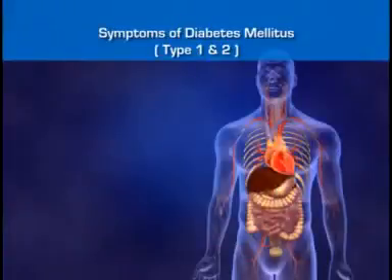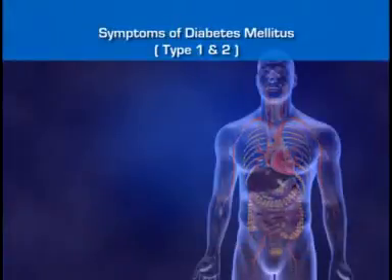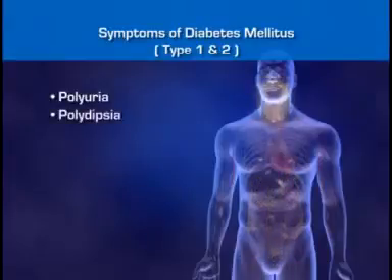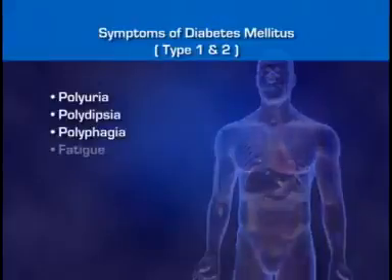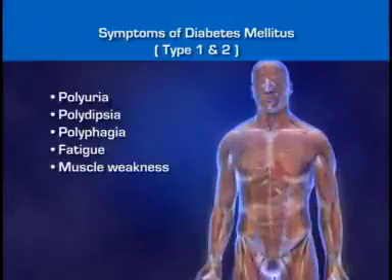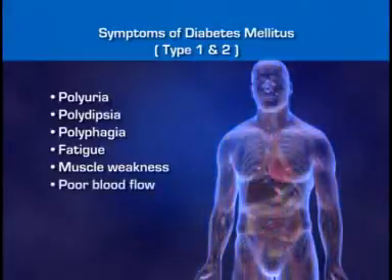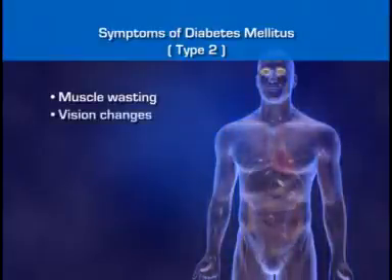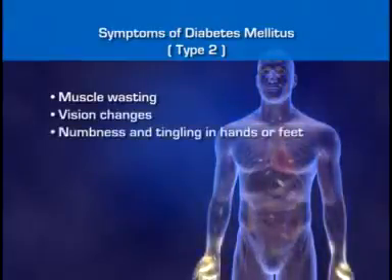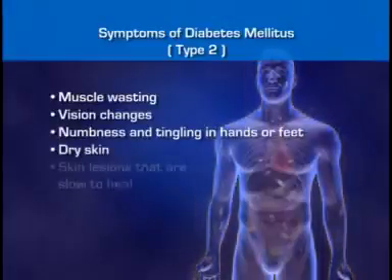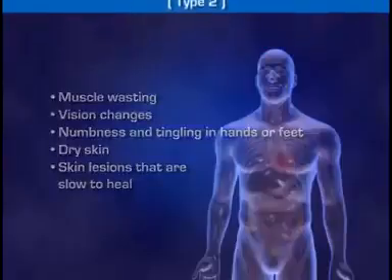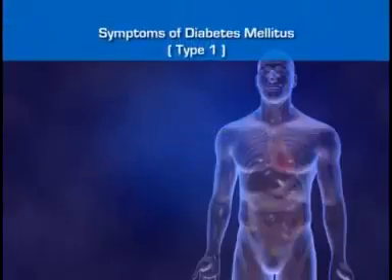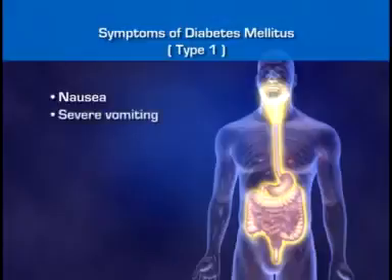Symptoms of type 1 and type 2 diabetes mellitus include the three P's: polyuria, polydipsia, and polyphagia, which is excessive hunger. Other symptoms include fatigue, muscle weakness, and poor blood flow, which leads to further fatigue. Type 2 diabetics may also present with other non-specific symptoms, including muscle wasting, vision changes such as blurring, numbness and tingling in hands or feet, dry skin, and skin lesions that are slow to heal. Type 1 patients may also experience nausea, severe vomiting, or abdominal pains.